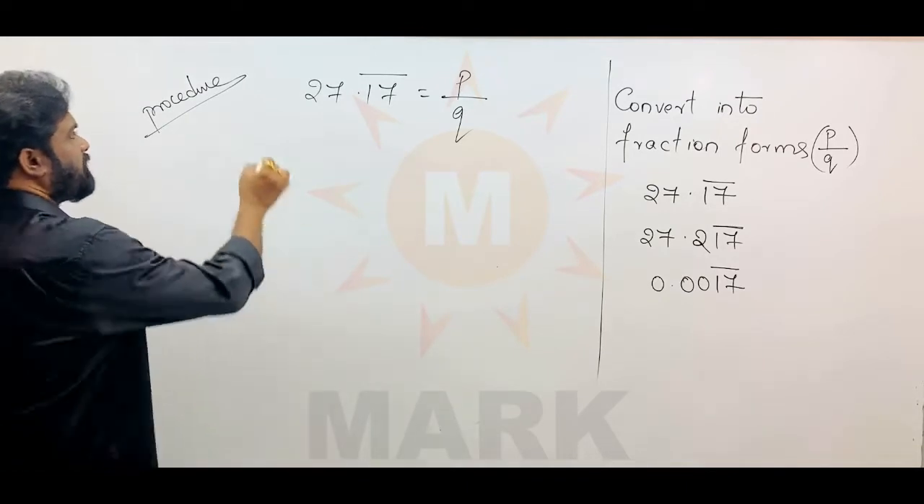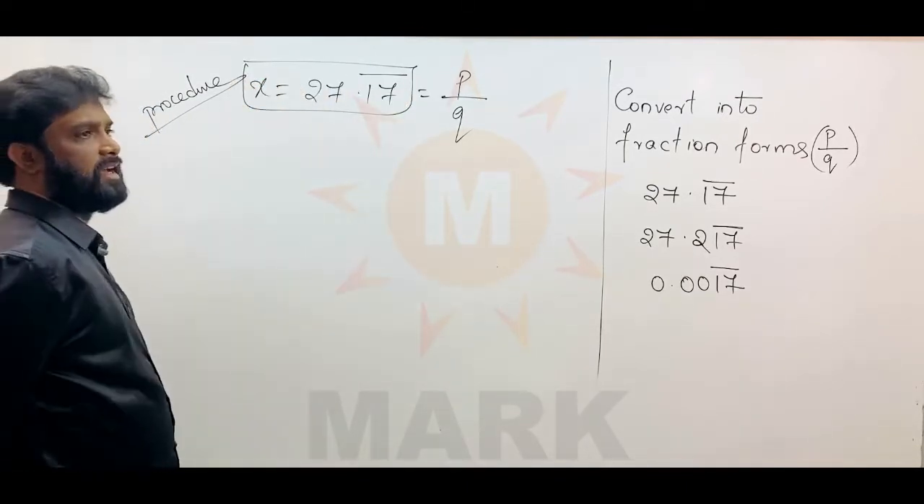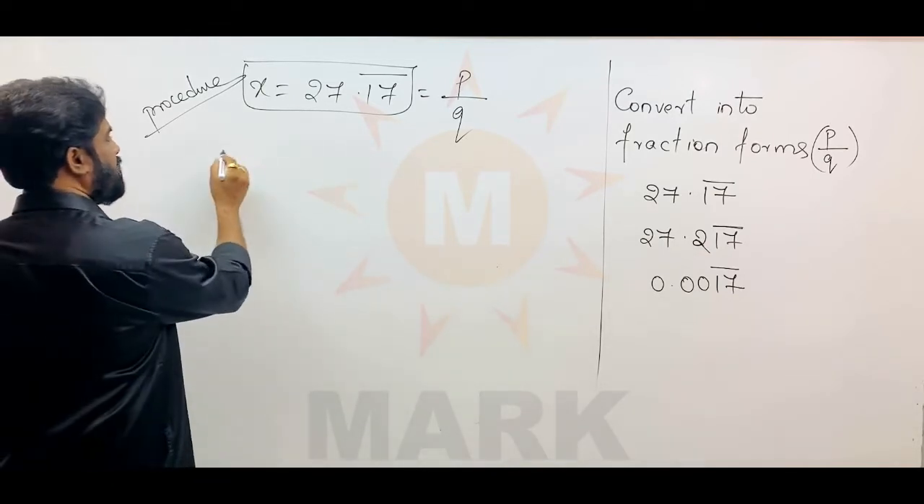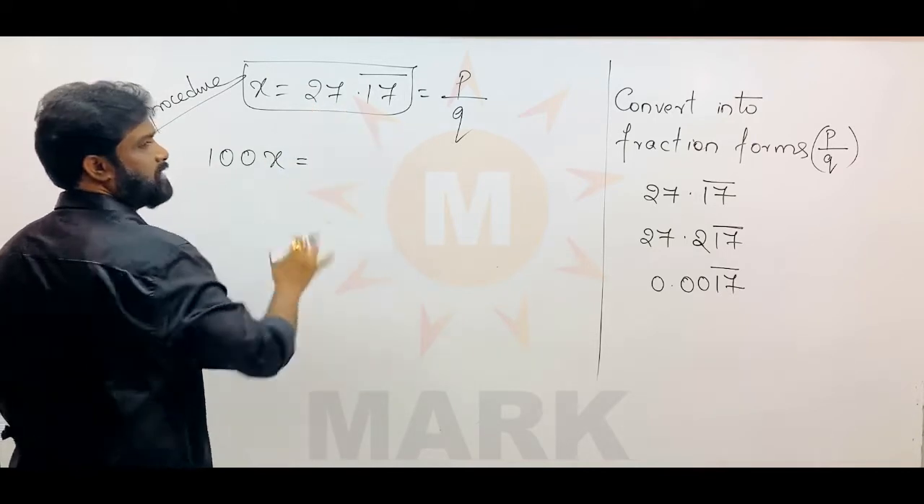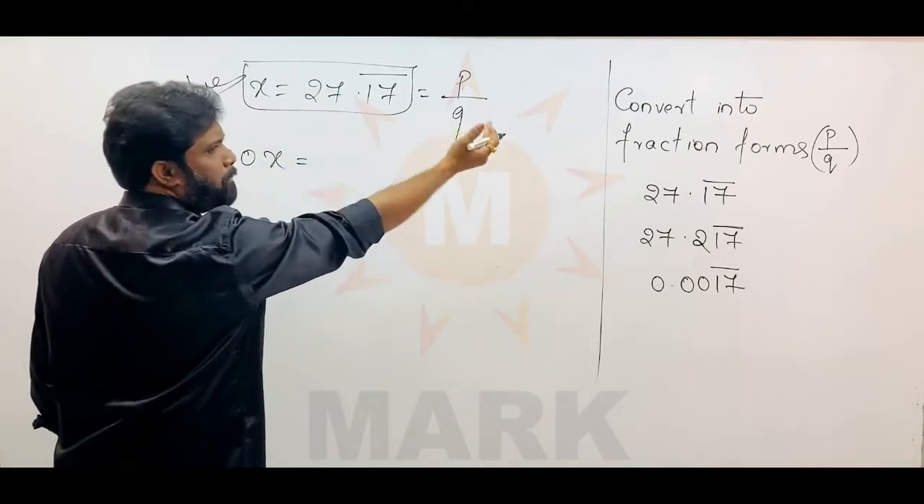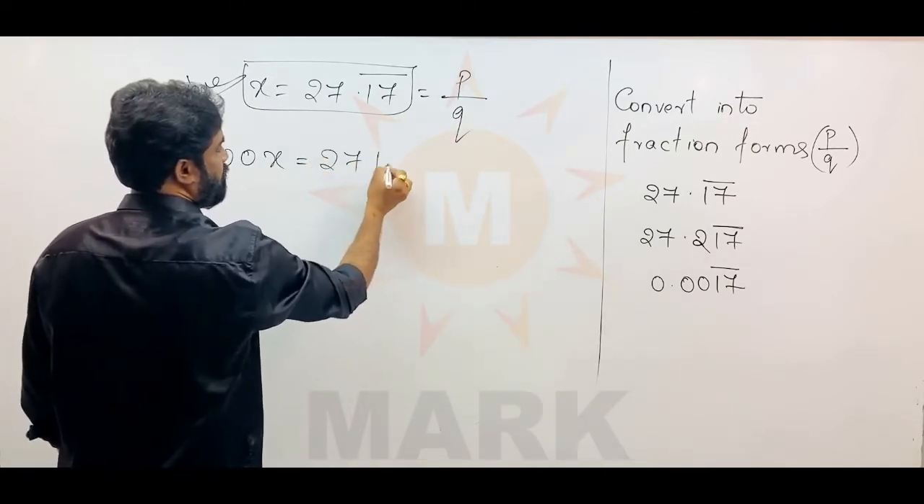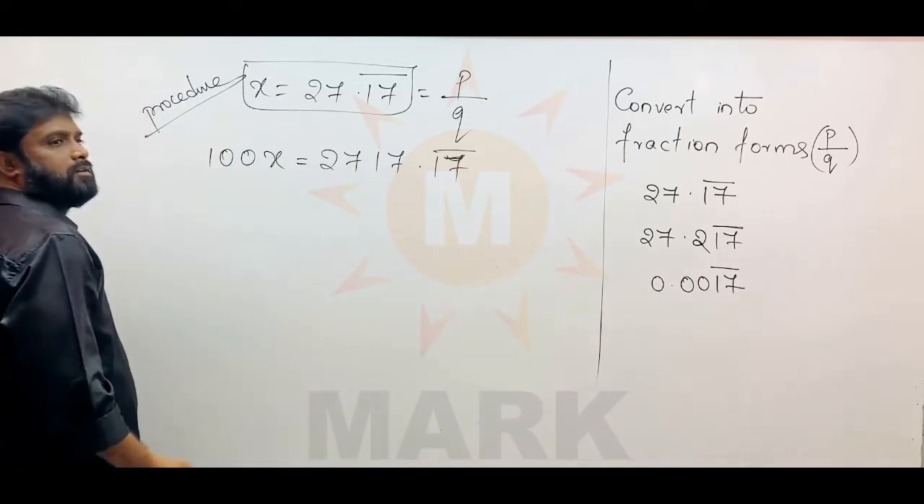So what I say, first you let this number be x. Let us suppose this bar number is x. So first what I am doing, I am multiplying with 100. 100x is equal. That means I am multiplying this bar number 27.17 bar into 100. What happens? The point shifts, right? So 2717.17 bar. 0.17 bar. Okay.